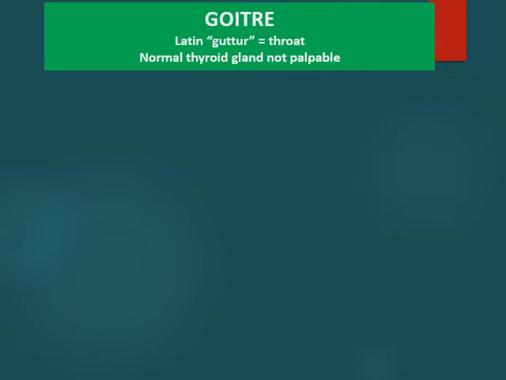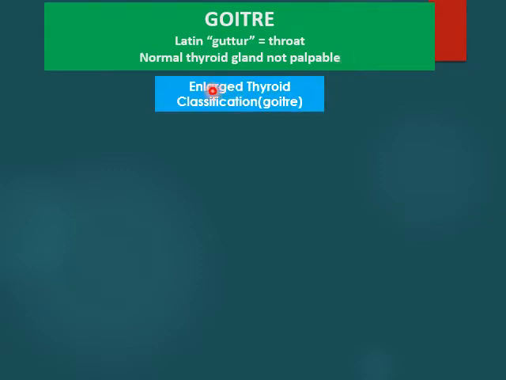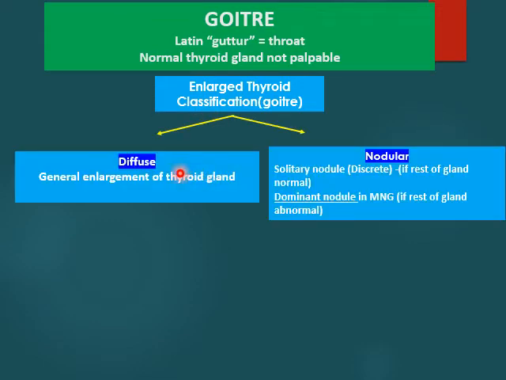Okay, now we come to goiter, which is an important disease of the thyroid. Goiter is described as an enlargement of the thyroid gland, and normally the thyroid gland is not palpable. If it is palpable, then it's classified as abnormal and is known as goiter. The enlarged thyroid gland or the goiter can be classified as the following. Okay, it can be either diffuse or nodular goiter.